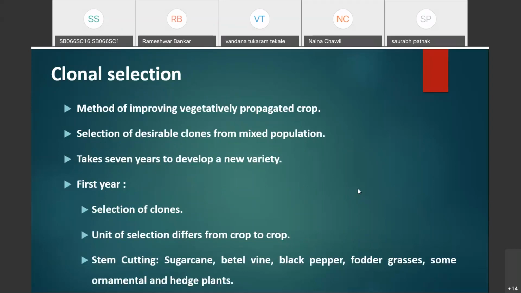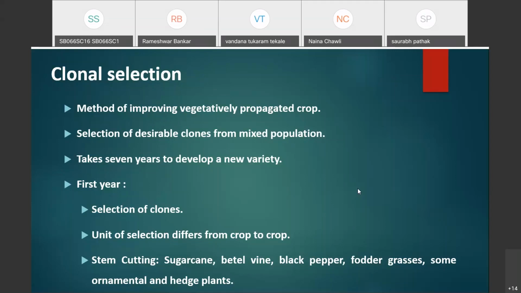Then regarding the clonal selection, okay, what is meant by the clonal selection? It is the method of improving vegetatively propagated crops. In this one, it consists of isolating the best clones from the mixed population. It is the selection of desirable clones. Okay, with the desirable characters, the clones are selected from the mixed population of vegetatively propagated crops.